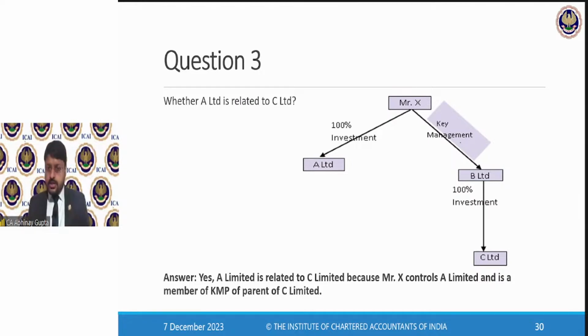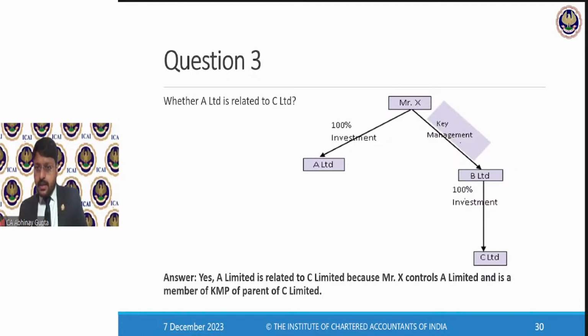So the answer is A limited is related to C limited because Mr. X controls A limited and is a KMP of the parent. You must remember the clause when I said that either it is a KMP of the reporting entity itself or it is a KMP of the parent of the reporting entity, right? So both are covered. KMP of the parent is also covered, and by virtue of that, A limited is related to the C limited. Clear?